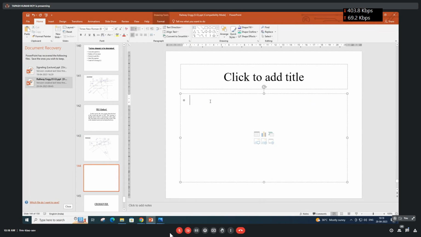What are the different elements we'll have to find out in here? Number one is the lead of crossing. And another one is the radius of curvature. Only these two elements are to be determined.